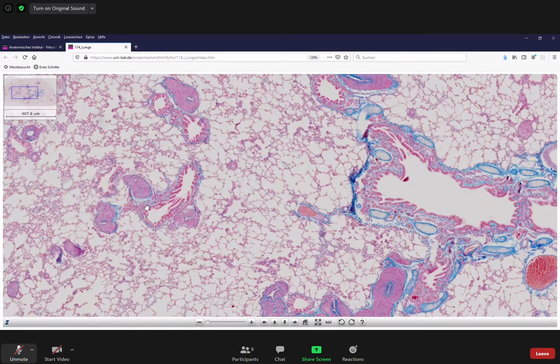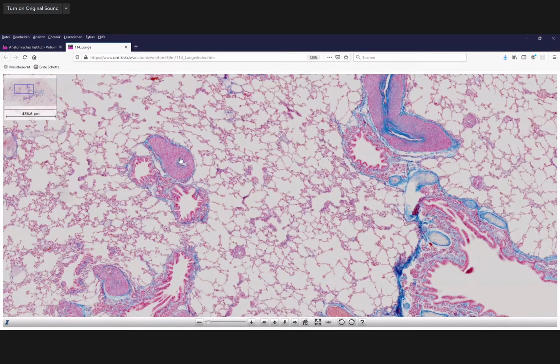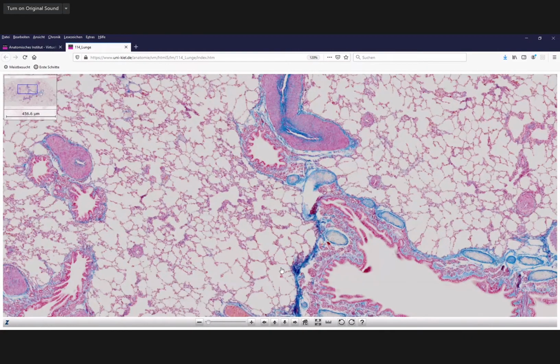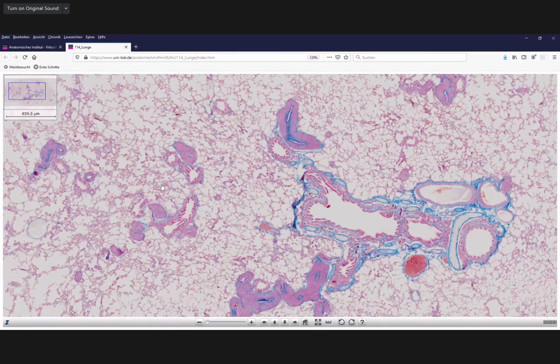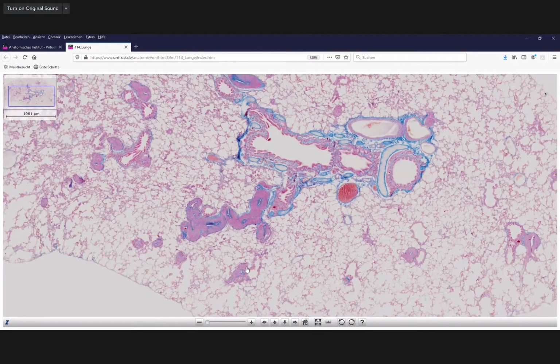But a normal blood vessel would not have such a thick media, because you see how small this lumen here is, and then you have this really very thick media. This is really not okay. Like here, this one too. And here. So focus just on the bronchi and the bronchioles. They look normal and quite good.